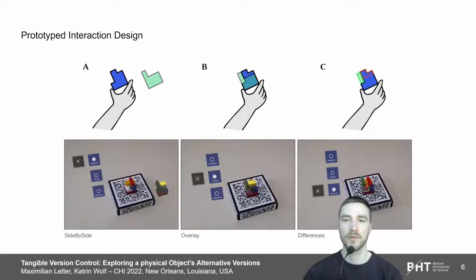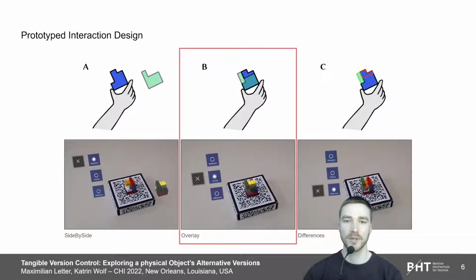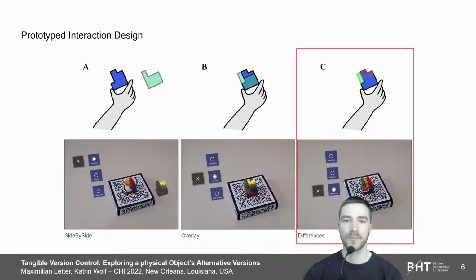We prototyped 3 modes. In the side-by-side mode, the compared against version floats next to the physical object, mimicking its rotation. In the overlay mode, the compared against version is superimposed on top of the physical object. In the differences mode, differing parts are detected and highlighted. This way, the user is shown which parts need to be added, removed, or exchanged.